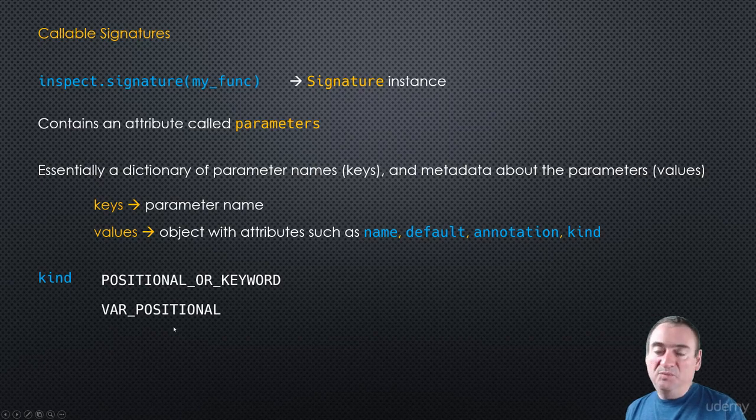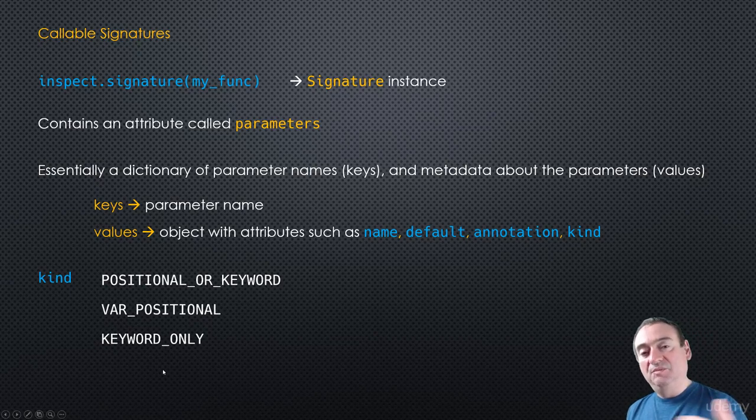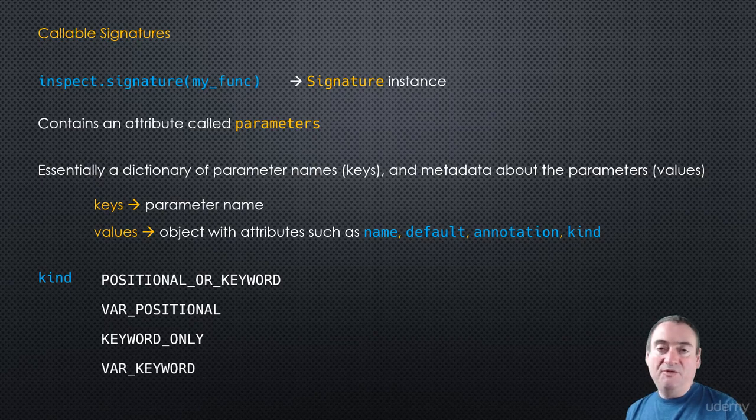You also have var positional. That's like the star args. You also have keyword only. Those are the parameters that come after the star, right? They become keyword only. You have to specify them using a keyword. We've seen that before as well. And then you have the var keyword, which is the star star. Okay, so those are the four types of parameters, and we've seen those before. We've worked with them before.